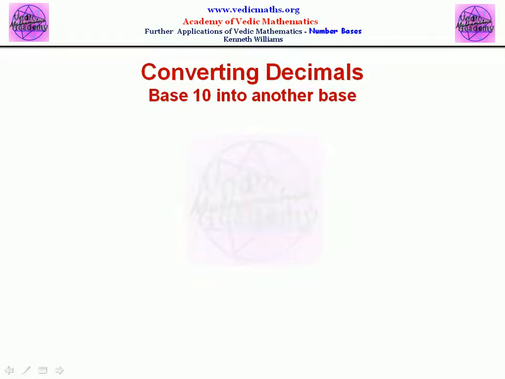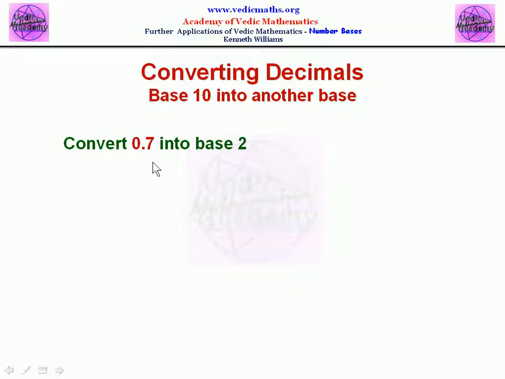Now let's look at converting base 10 numbers which are decimals into other bases. So for example, if we had the base 10 number 0.7, we may want to convert it to base 2. Now, of course, in base 10, 0.7 means that the position after the decimal point is the tenths, and then hundredths, thousandths, and so on. In another base, it will be different.